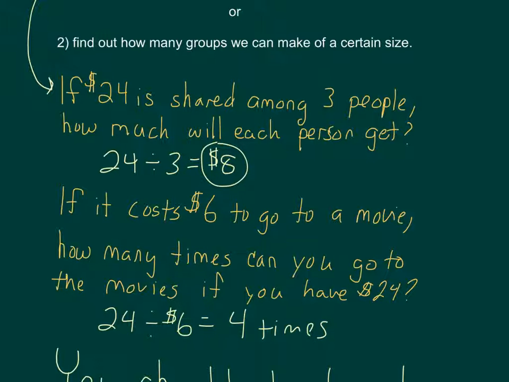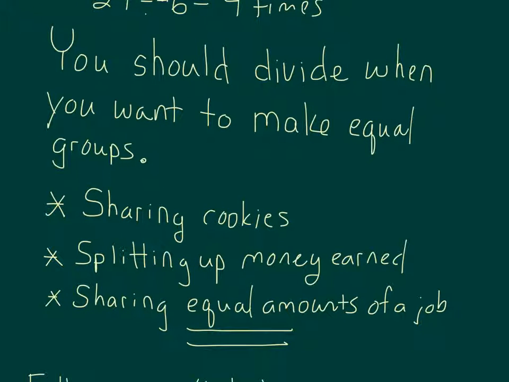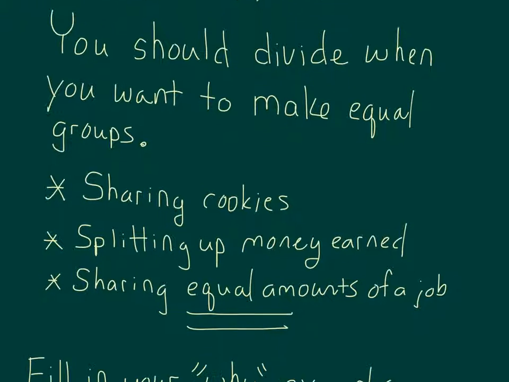So that's why we divide. You should divide when you want to make equal groups. Okay? If you're sharing cookies with somebody, or some people, like the whole classroom, you would divide. If you're splitting up money that you earned, if you were working together and you needed to split it up evenly. If you were sharing equal amounts of a job, so if you were working with your sister to mow the lawn, then you would divide the lawn. Or if there were 5 of you, it'd divide by 5. Those are examples of when you might divide.